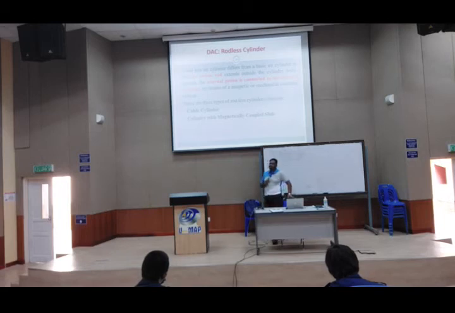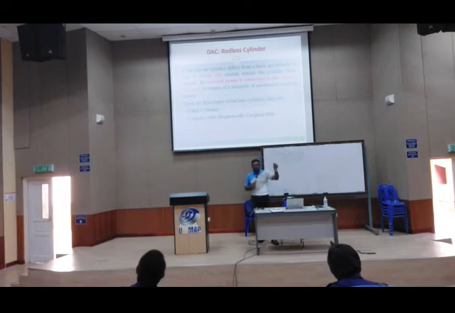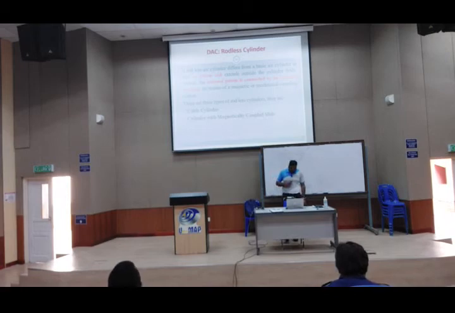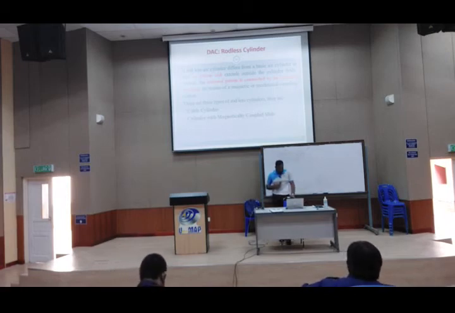So the third type of special cylinder. Okay, rodless, tak ada rod. Tadi kita tengok setiap double acting cylinder, dia ada piston and also a rod. So yang ni dia tak ada rod. Okay, so rodless air cylinder extend outside the cylinder body. So macam mana tu? Okay. Dia tak ada piston. Dia tak ada piston rod.